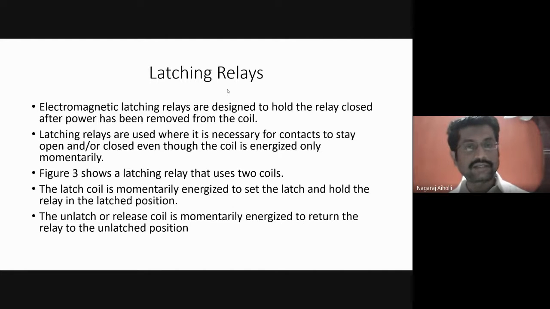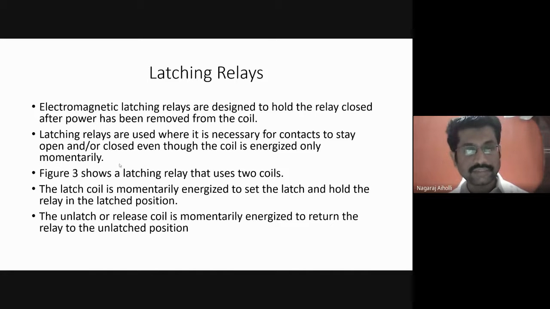But these latching relays hold the relay in closed state even after the power has been removed from the coil of the relay. Let us see how it is done. Latching relays are used where it is necessary for contacts to stay open or closed even though the coil is energized only momentarily. Even though the relay coil is energized for a short span of time, after the removal of power from the coil, the relay can be held in its closed state or in its open state. That is the application of latching relays.